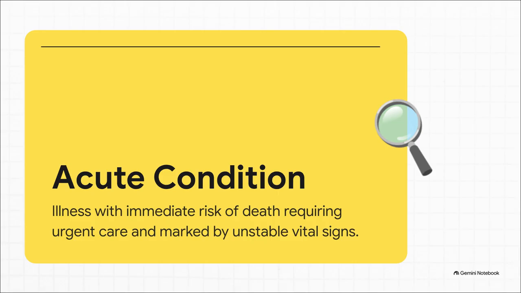In the pulmonary system, this is marked distinctly by unstable vital signs. We are talking about massive red flags here. A respiratory rate over 30 breaths per minute, irregular or agonal respirations, and crucially, an oxygen saturation dropping below 90% even when they're on oxygen therapy. When you see these signs, this isn't just a bad cold. The patient's critical systems are actively failing, and immediate intervention is simply non-negotiable.